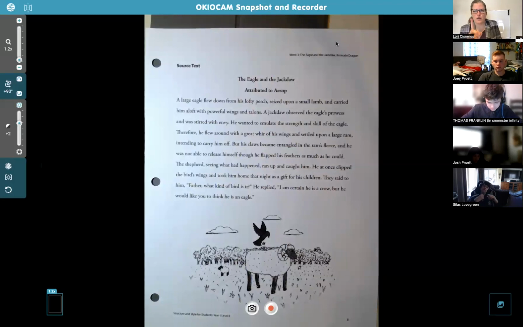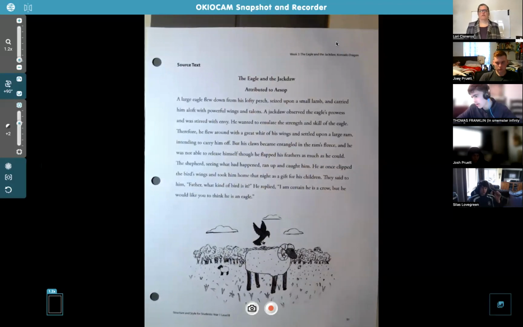How about Thomas, for your Roman numeral 1 on your outline, what do you have there? I have Jack saw eagle, prowess, stirred, I believe. And was stirred with envy. Okay, well, say the whole sentence using those words. The jackdaw, wait, what's it called? Jackdaw saw the eagle's prowess and was stirred with envy. Okay, good. Nice. Good job.